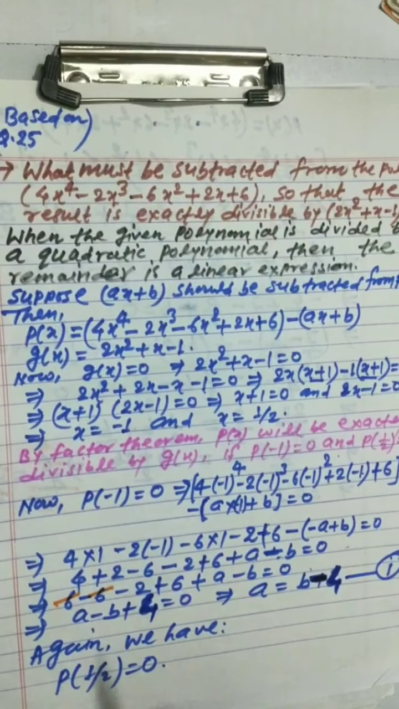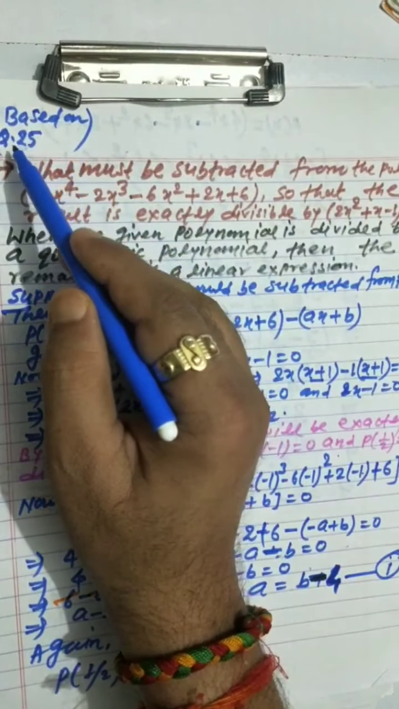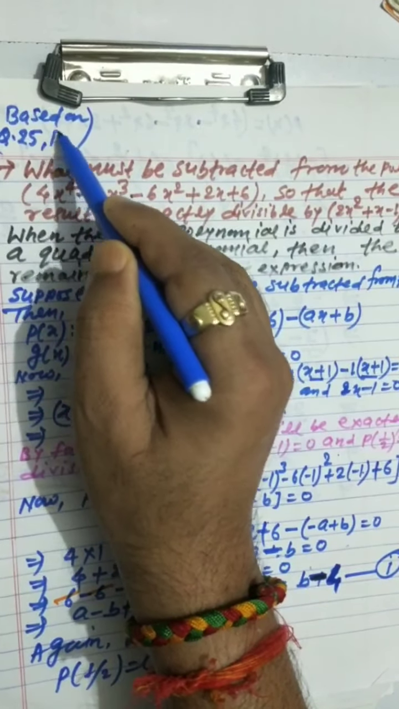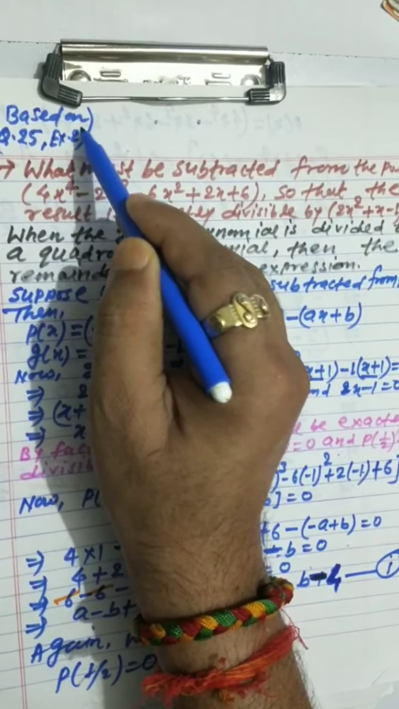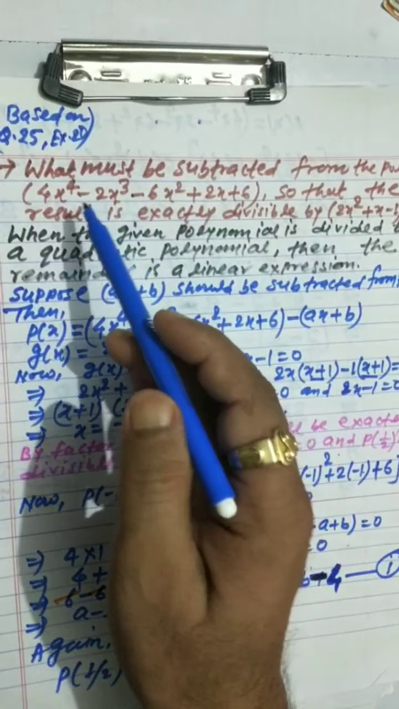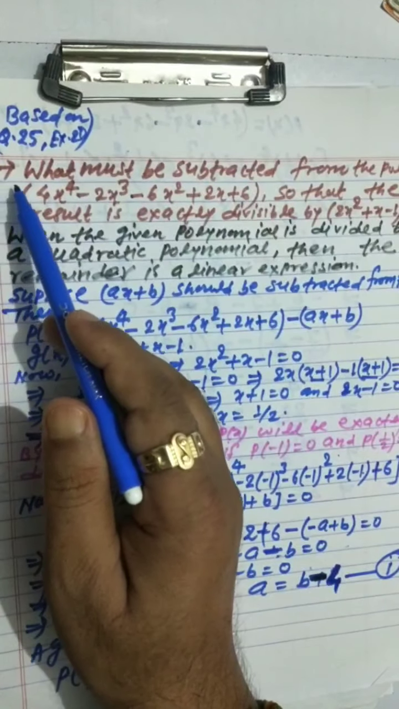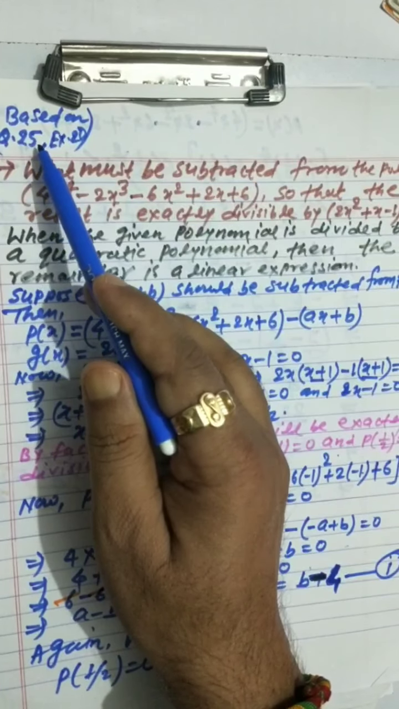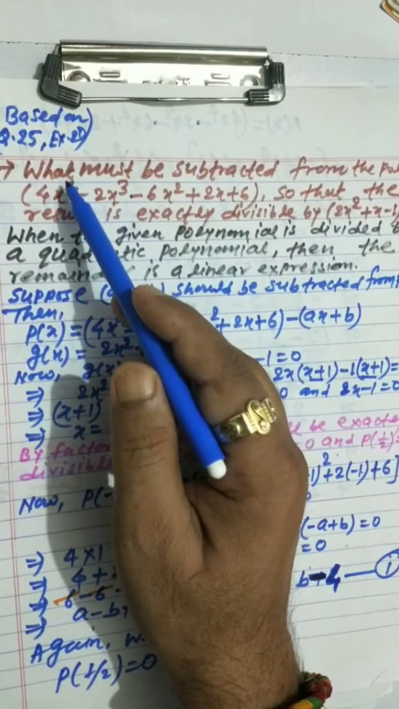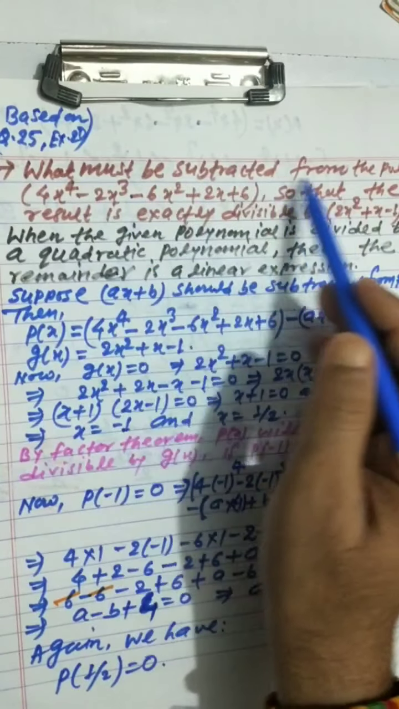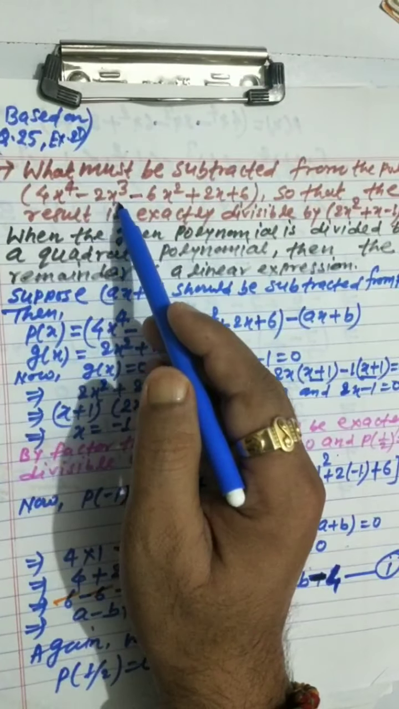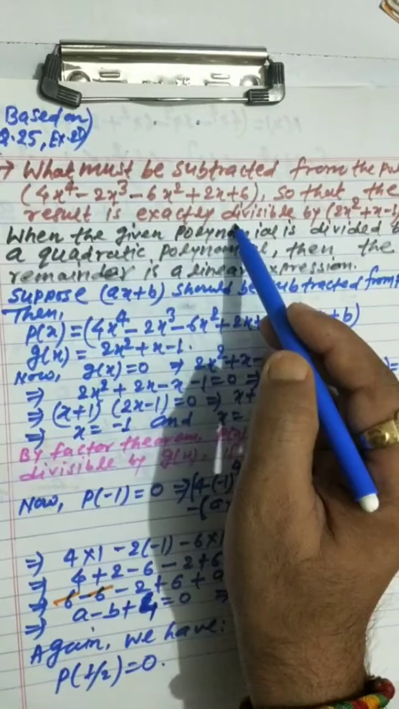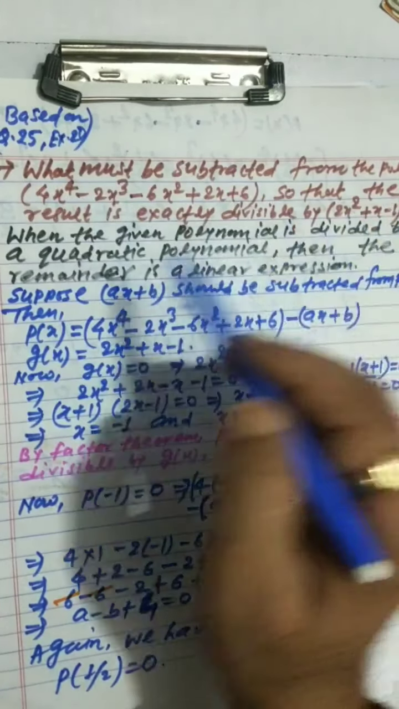Now let us see another question which is based on question number 25 given in your exercise 2D. Okay, and we have changed the question, we have taken this question from the example, and you have to solve the question number 25 given in your exercise. So the question is, what must be subtracted from the polynomial 4x power 4 minus 2x cube minus 6x square plus 2x plus 6 so that the result is exactly divisible by 2x square plus x minus 1.